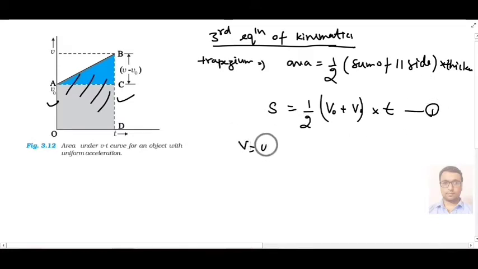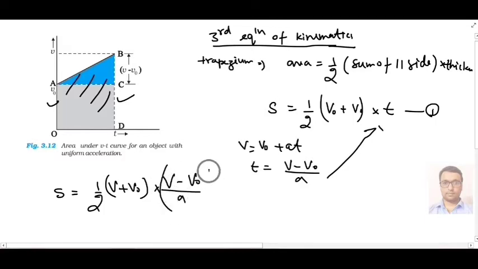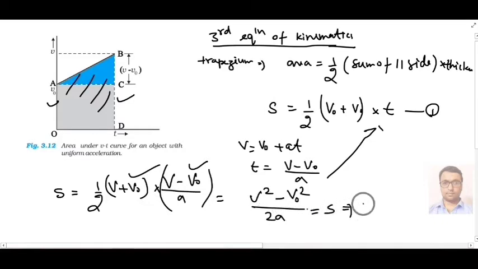We know that v equal to u plus at, or you can write it v naught plus at. From here you can write t will be v minus v naught upon a. Use this relation over here, and you will get s equal to half of v plus v naught into t, that is v minus v naught upon a. You can apply a plus b, a minus b, and you will get v square minus v naught square upon 2a, and all this is equal to s. From here we can write v square minus v naught square equal to 2as. This is our third relation.